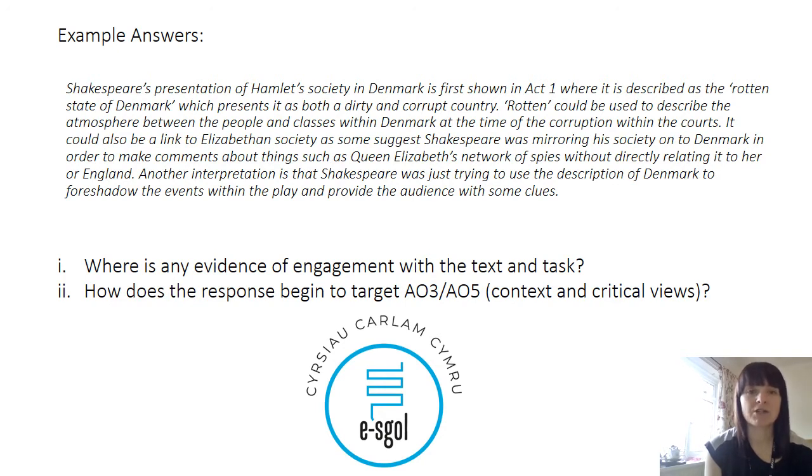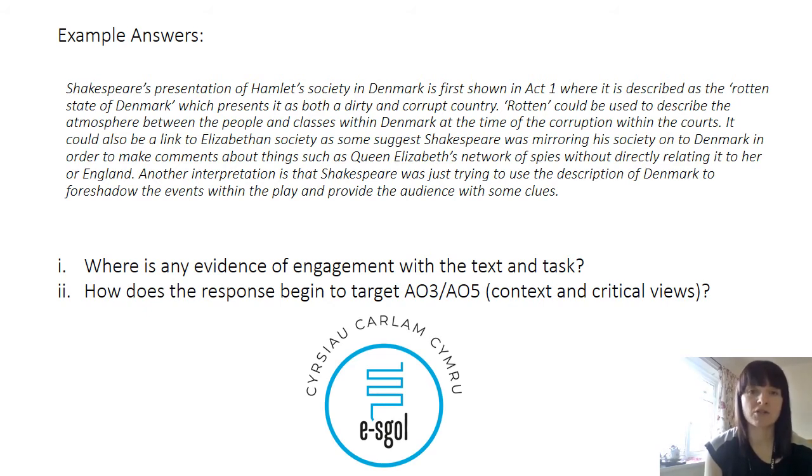So Shakespeare's presentation of Hamlet's society in Denmark is first shown in Act 1, where it is described as a "rotten state of Denmark", which presents it as both a dirty and corrupt country. Rotten could be used to describe the atmosphere between the people and classes within Denmark at the time of the corruption within the courts. It could also be a link to Elizabethan society, as some suggest Shakespeare was mirroring his society onto Denmark in order to make comments about things such as Queen Elizabeth's network of spies without directly relating it to her or England.